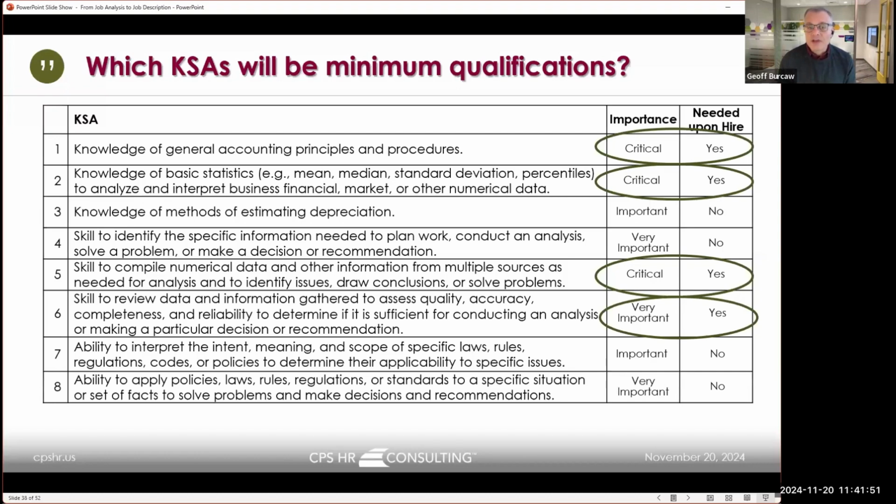So for our minimum qualifications in terms of KSAs, we can see in this case they have to have knowledge of general accounting principles and procedures, knowledge of basic statistics, and then a couple of skills: skill to compile numerical data from various sources, and skill to review the data to assess quality, accuracy, and completeness, etc. Those are excellent minimum qualifications. It's not everything that's needed for performing the job, but it's what is absolutely either critical or very important and all needed upon hire. We want to make sure that people have these at a minimum.